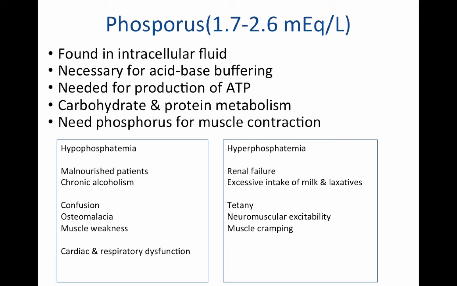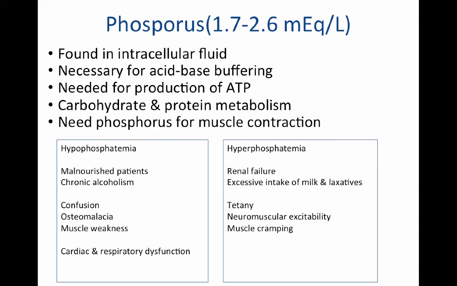Phosphorus, the last electrolyte I want to talk about. Phosphorus is important because it's found in your intracellular fluid. 85% of your phosphorus is actually bound to calcium in your bones and your teeth, so normally they are stored together. Phosphorus is an essential element for the production of ATP, so your mitochondria need phosphorus in order to make ATP.